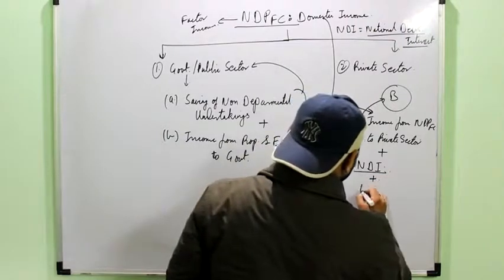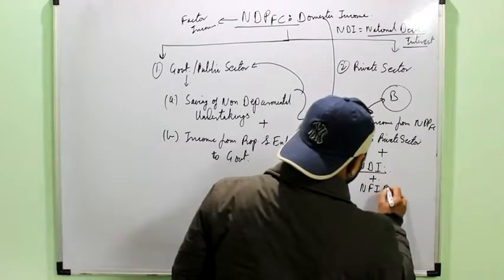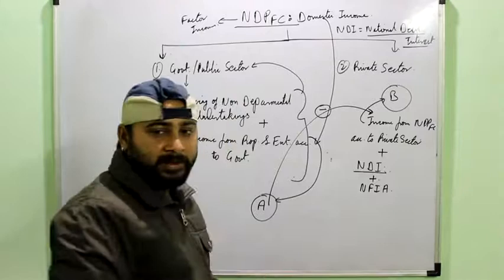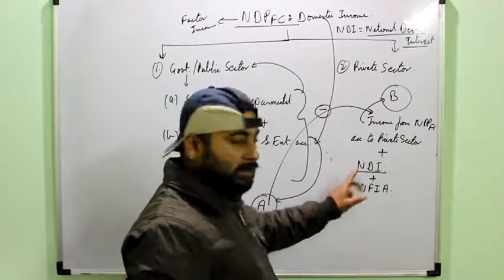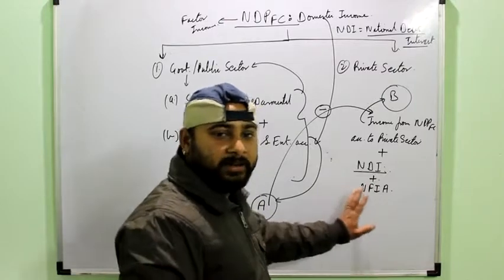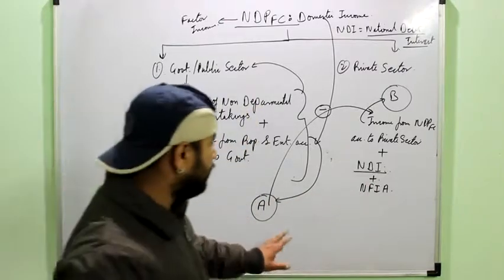Then plus NFIA, that is net factor income earned from abroad, because the profit dealings are being done only by the private sector. Government doesn't do any profit dealing with the foreign countries.